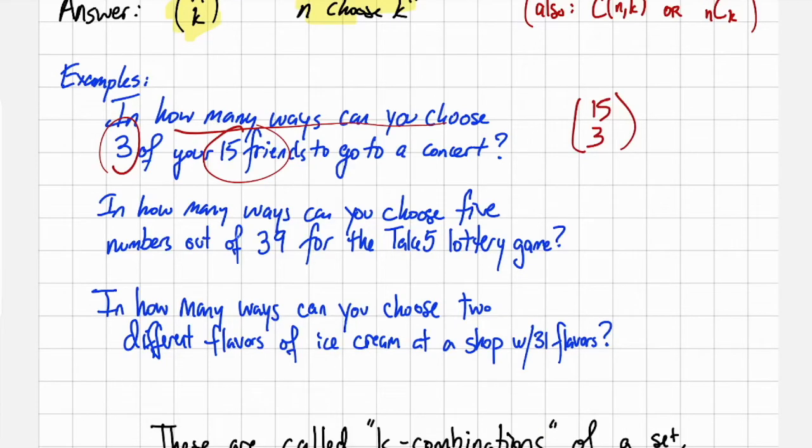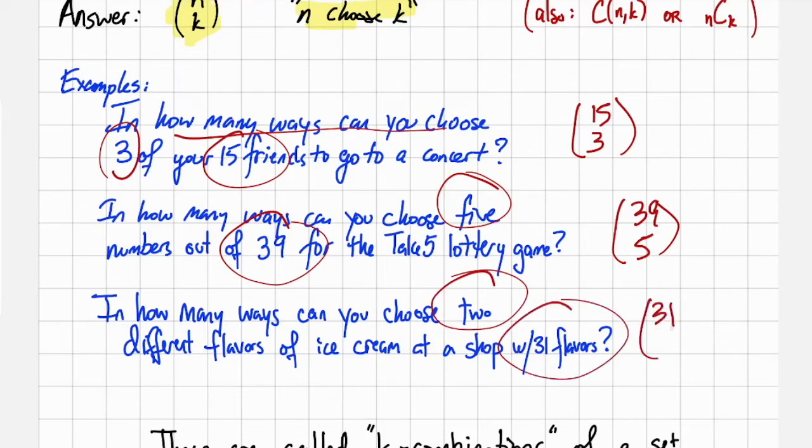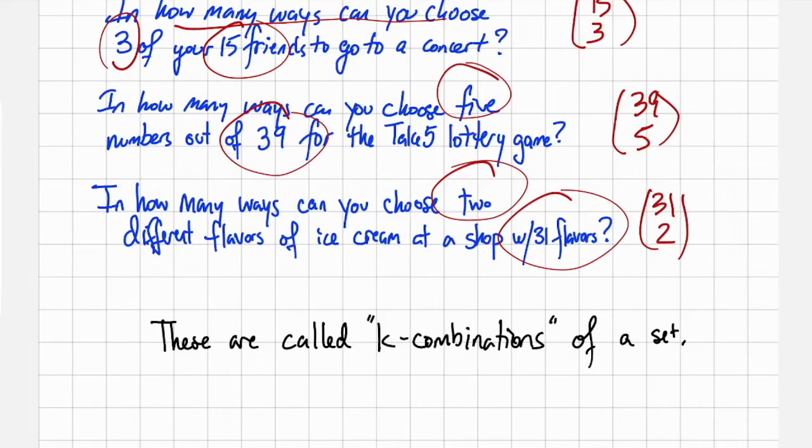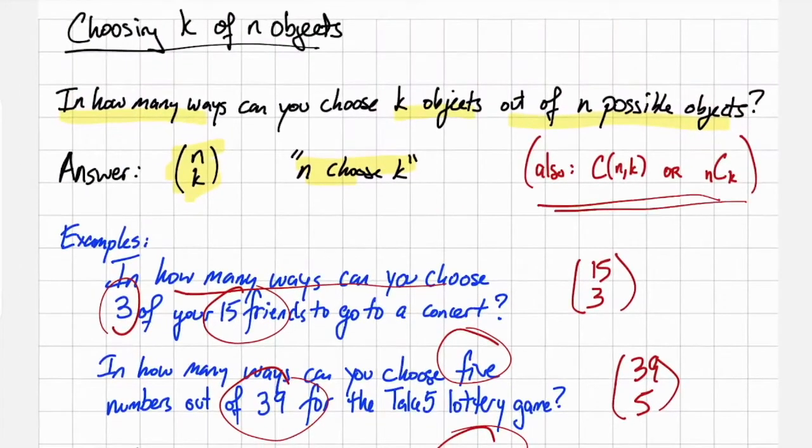If you have a question that says, in how many ways can you choose 5 numbers out of 39? The answer is 39 choose 5, because there's 39 total possible objects and there's 5 that you're choosing. Or if the question is, in how many ways can you choose 2 different flavors of ice cream at a shop that has 31 flavors, the answer will be 31 choose 2. Simple as that. These types of objects, in which you're choosing some of a larger set of objects, are called k combinations. And in other places, you'll see notation that looks like this, C(n,k) or nCk. But in this class, we'll be using the notation n choose k.